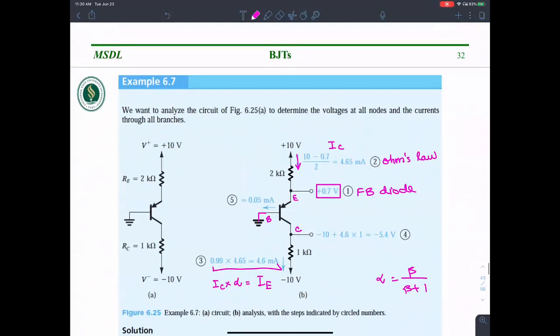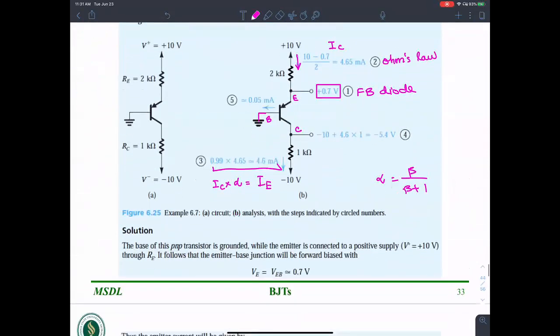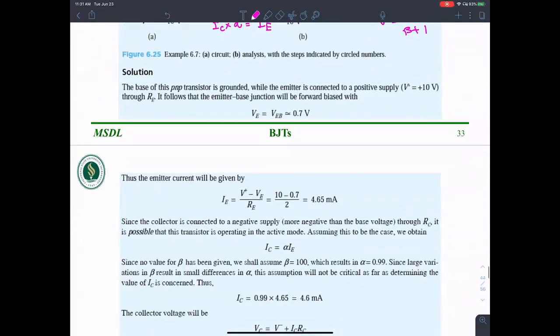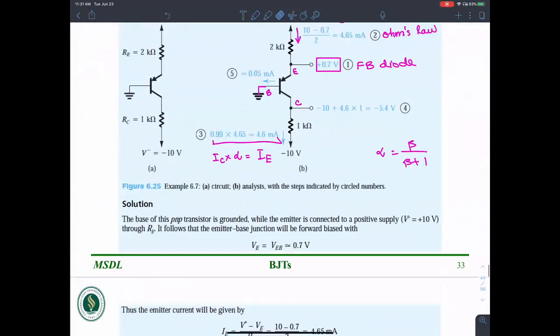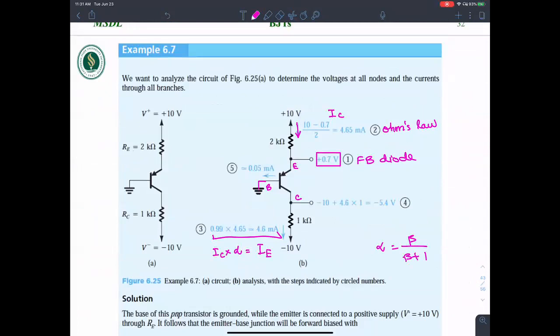Now, since no beta has been given, we assume beta to be 100. That's a little assumption that we make. So step 3 is the application of this formula: IC times alpha is IE. And then step 4, once you have IE, the current flowing through this, we should be able to calculate VC using Ohm's law.